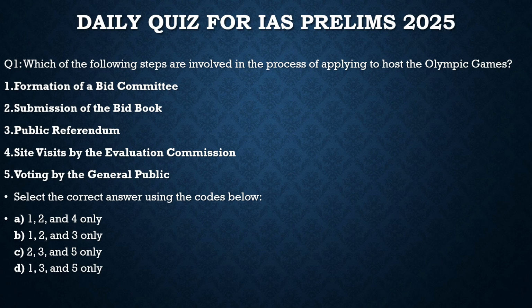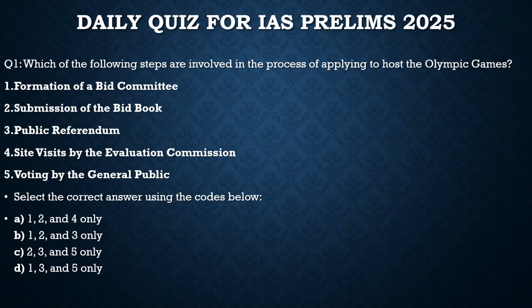Then what the committee does, they look at 3 parameters. And what are those 3 parameters the committee looks for? It looks for flexibility, sustainability, and cost effectiveness. These are the parameters which the committee looks for. But these are the 3 ways by which a country can apply to host the Olympic Games.